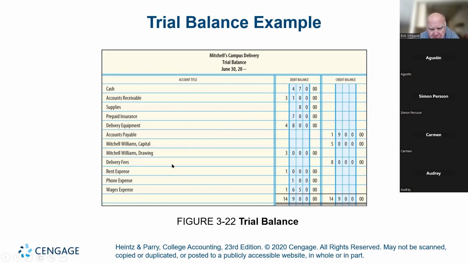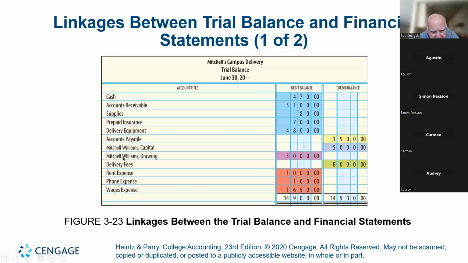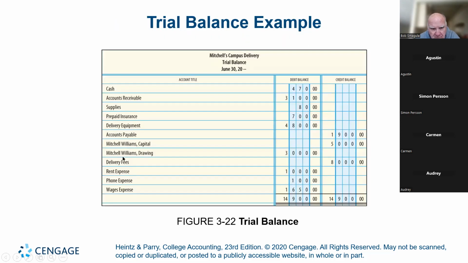You see where it says delivery fees? That's your revenue. I would get in the habit of taking a pen or a marker and putting a horizontal line right between drawing and delivery fees. Why do I suggest doing that? Because if you do, everything below that line is your income statement. Everything above it is your balance sheet. You don't even have to think.